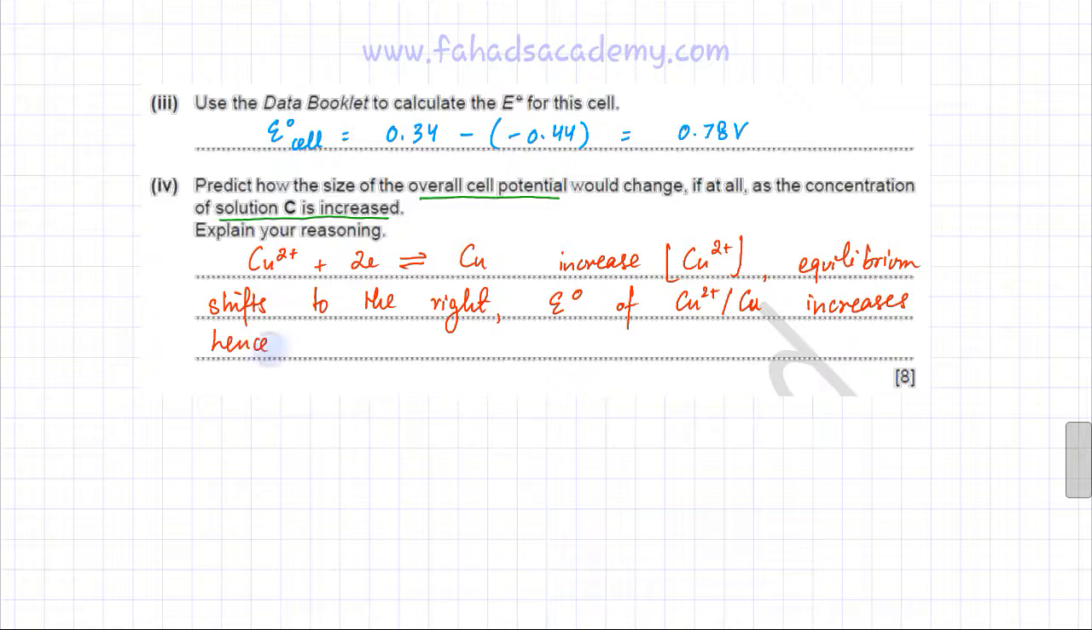Hence, the overall E0 cell would also increase as the potential difference would become greater. So the overall E0 cell, the difference in the electrode potential of the two electrodes, would increase. So the overall E0 cell would be greater.